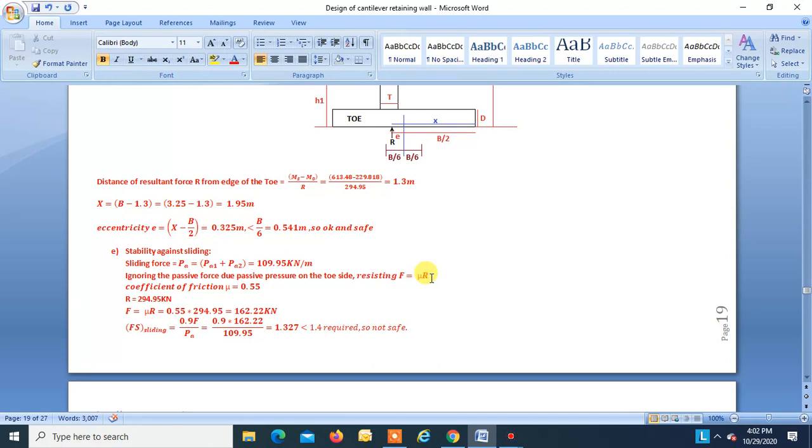Resisting force is F equals mu into R. Mu is 0.55, R is 294.95. So F is equal to 162.22.